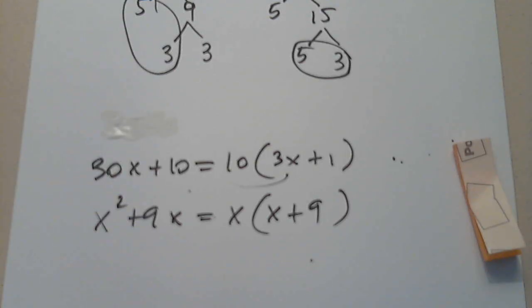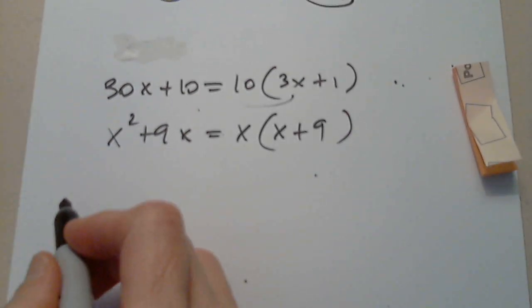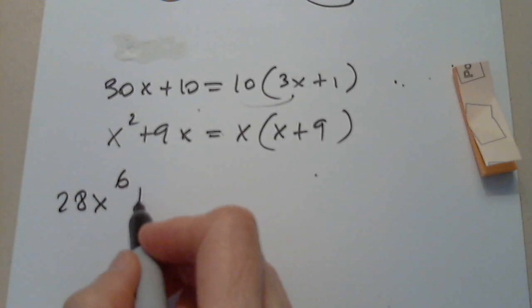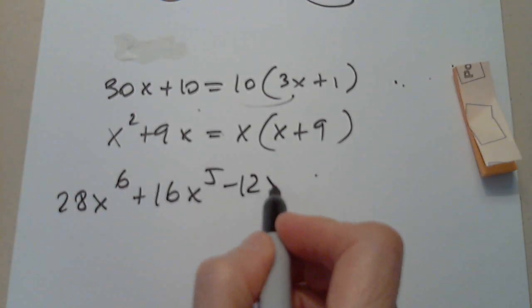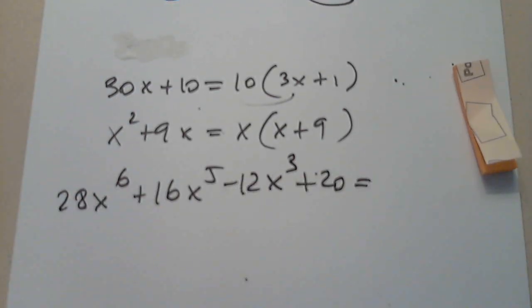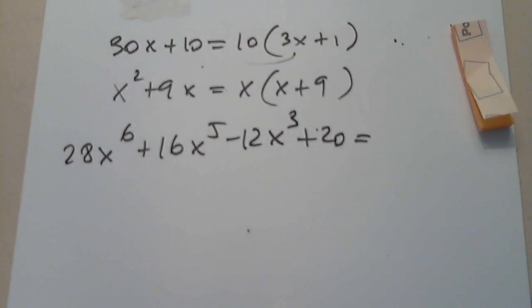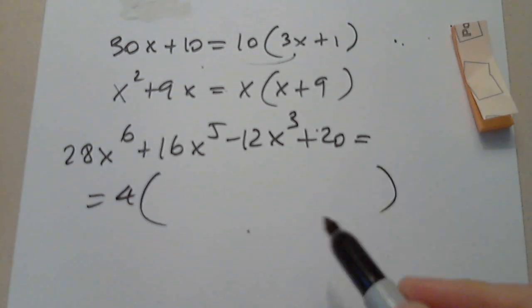Factor out the greatest common factor from this polynomial. All we have to factor out is a 4. There is nothing else. You cannot factor out anything else. So let's write this one: 28x to the 6th plus 16x to the 5th minus 12x cubed plus 20. So the only thing is we can factor out 4.